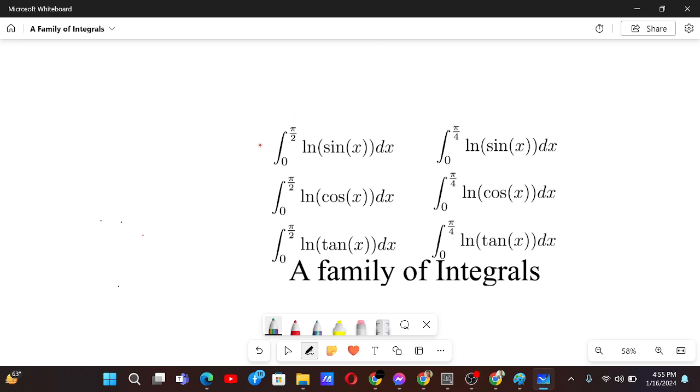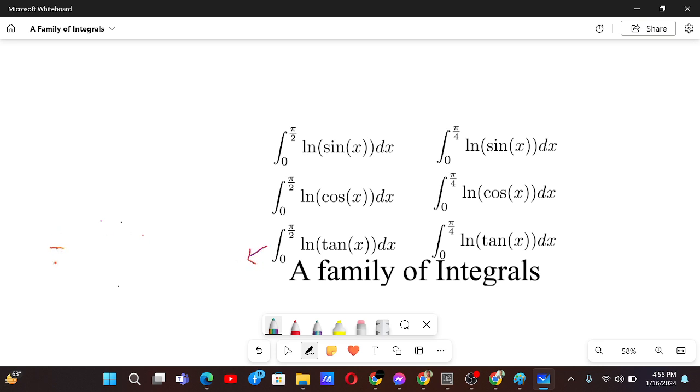Here we have a nice family of integrals. These are basically integrals of logarithm of trigonometric functions: log sin x, log cos x, log tan x, and the same. The limits are from 0 to pi by 2 on this side and 0 to pi by 4 on this side. Let's begin with the easy ones.